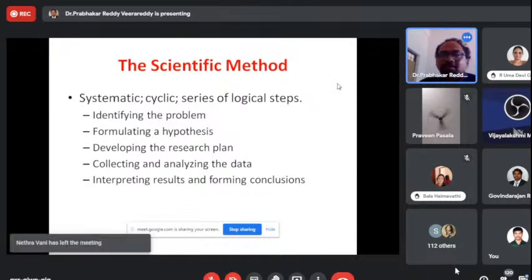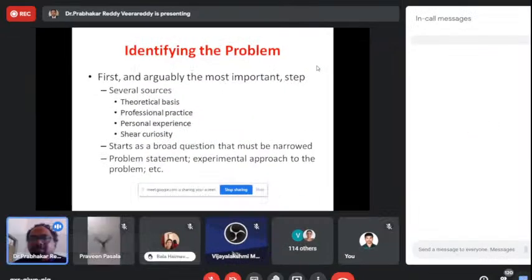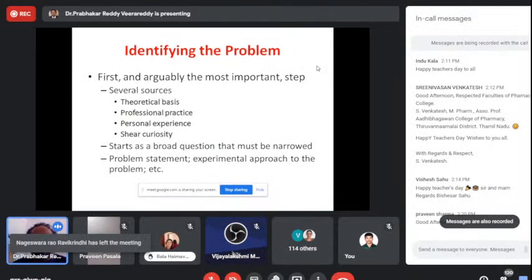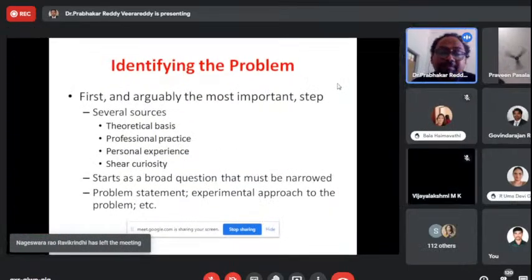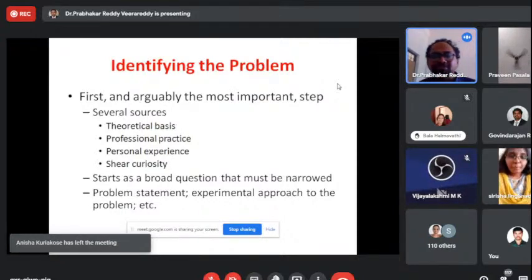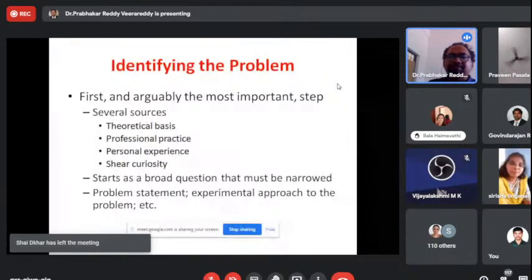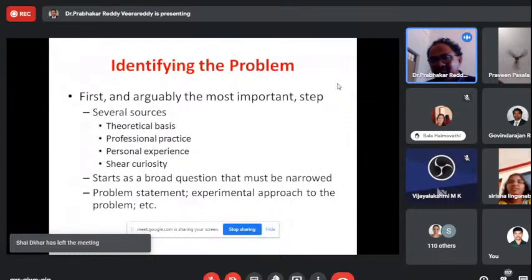Now you ask the question, how are you going to identify the problem? So first, arguably the most important step, you should have several sources like theoretical basis, professional practice, personal experience, and sheer curiosity. Start as a broad question that must be narrowed. So always remember, because I belong to pharmaceutics, what I will allow my student is, please collect on anti-hypertensive drugs, on anti-asthmatic drugs. So it's a broad area.